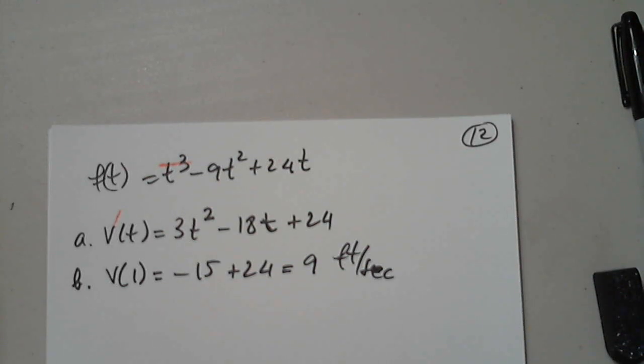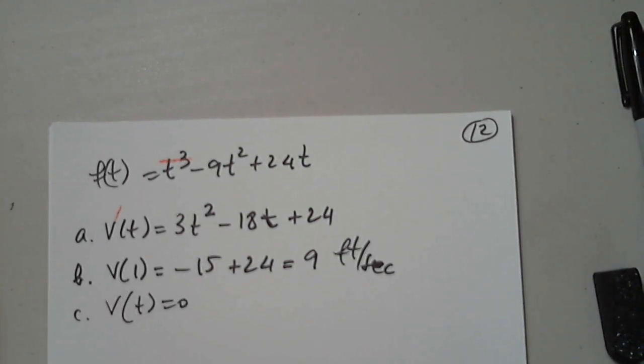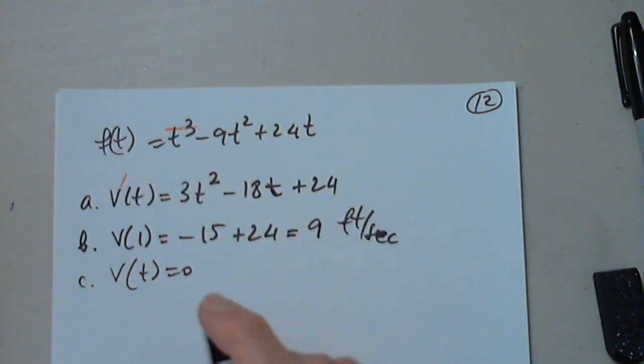When is the particle at rest? Part C. What does that mean? Particle at rest. When is your car in the parking lot? What is the speed of the car if it's waiting for you? It's 0. Yes. The particle's at rest. Yes. V of t is 0. Correct. Perfect.